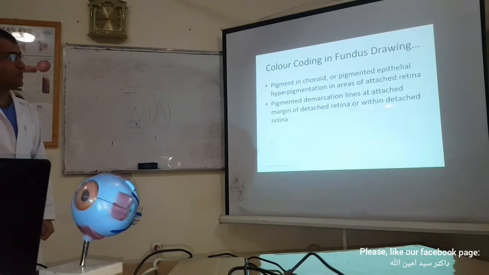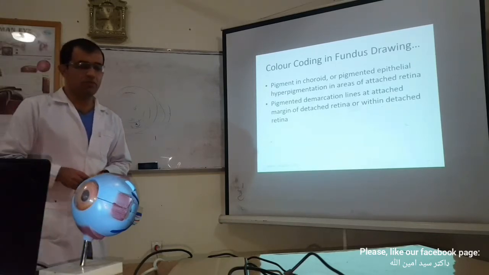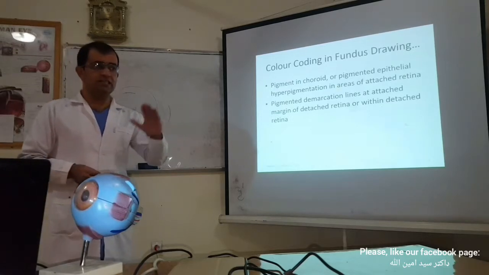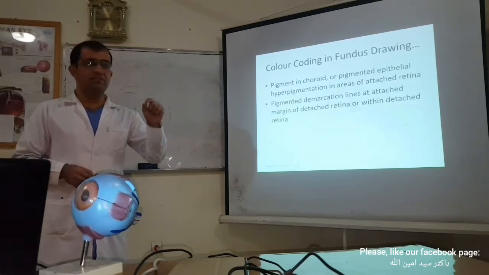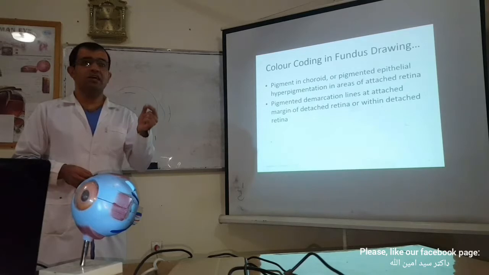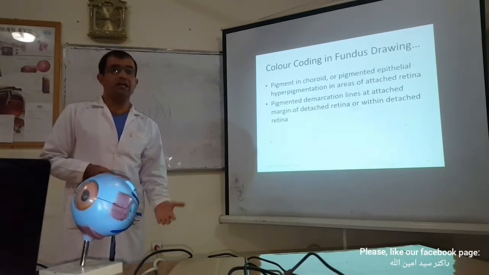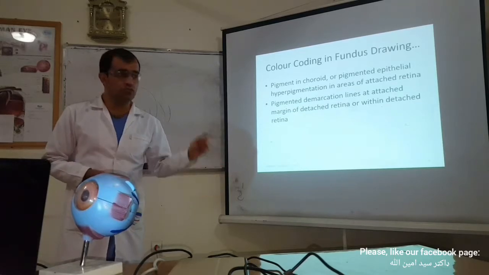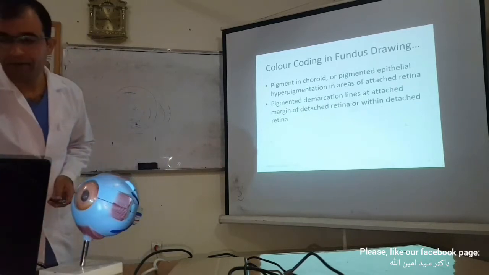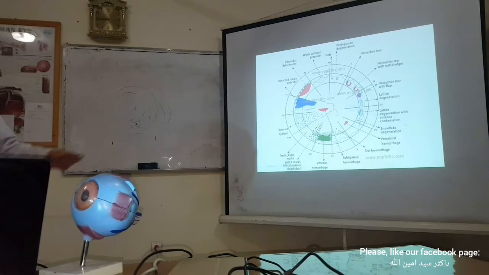Or also within detached retina, if there are, there is also something you must know. Sometimes the retina is detached and a pigmentation, if it is inside of the detached retina, it should be again in black. If it is behind or under the detached retina, it's going to be in brown color. Now we come to the pictures.